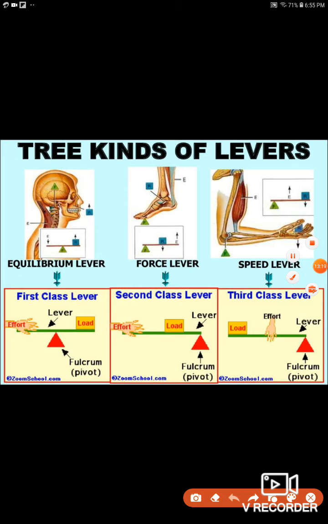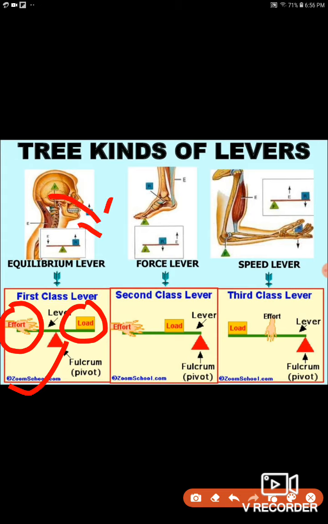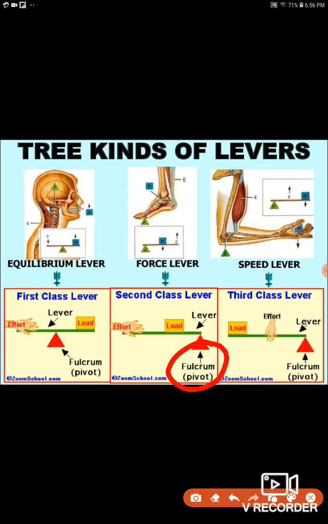The first one, the first order, here they have written load and effort in this way. So load and effort will be equal, so that the movement of the head can happen this side and this side. Second order, I have just now told you, the fulcrum will be at the end, and here you can stand on your toes. So here is your fulcrum. The weight will lie on it, but the movement you will see in this area.